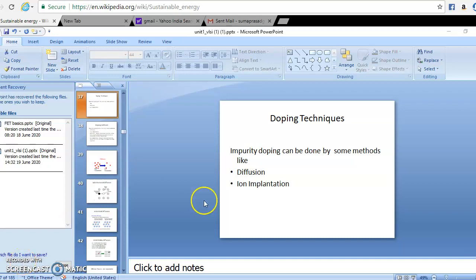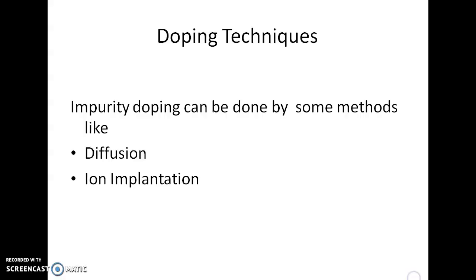Hi everyone. In this video I'm going to discuss various doping techniques. Different doping techniques are involved in the fabrication process. Some of the techniques are growing an epitaxial layer, diffusion, and ion implantation. Each one has its own advantages and disadvantages.